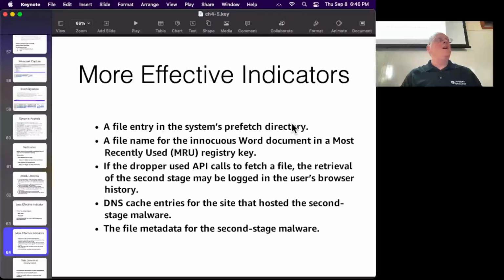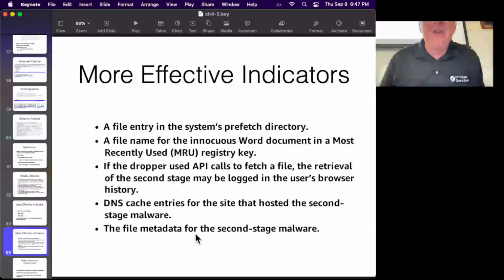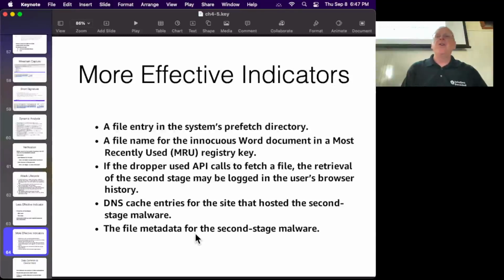Look in the prefetch directory. That will prove that something was actually executed on that machine. That's what you want to know. Look for the innocent Word document in the most recently used registry key, because any Word document you open will show up as a recently used Word document, so that would tell you that they did open it. If it fetched a file, you might be able to find that in the browser history. The DNS cache entries might show you the DNS names that were used to fetch these files, or the metadata for the second stage malware. These are much better because these will find machines that actually did run the malware and get infected, not just machines that got the email and might not have opened it.